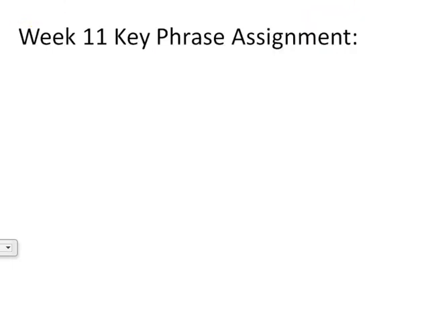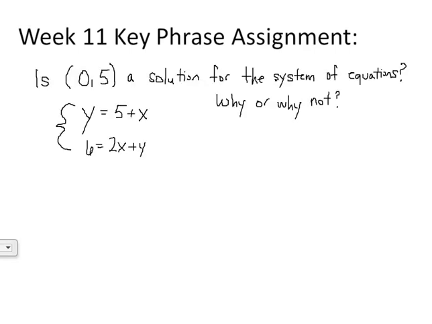All right, let me put up your key phrase assignment. So we learned about systems of equations and what makes something a solution for a system of equations. So my key phrase question is: is (0, 5) a solution for the system of equations below? And then make sure to tell me why or why not it is a solution for those systems of equations. Let me know if you have any questions and have a fantastic rest of your week.